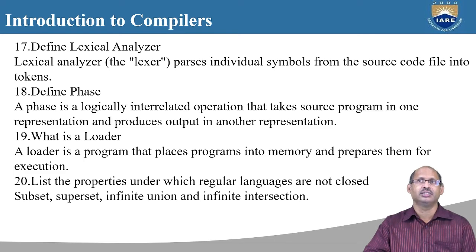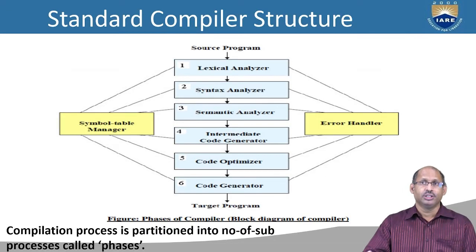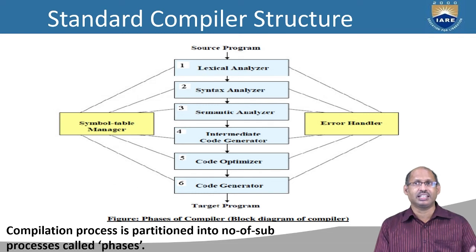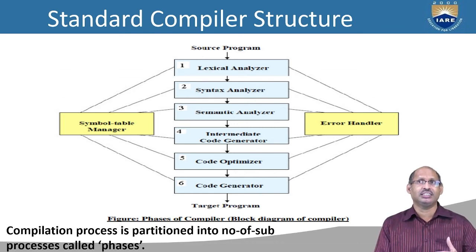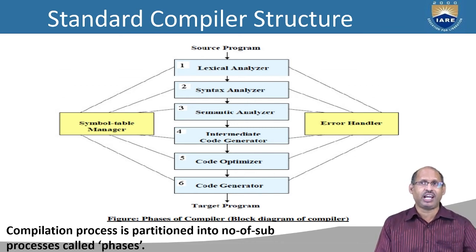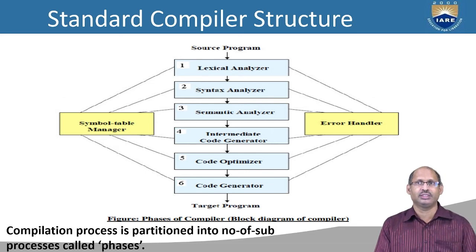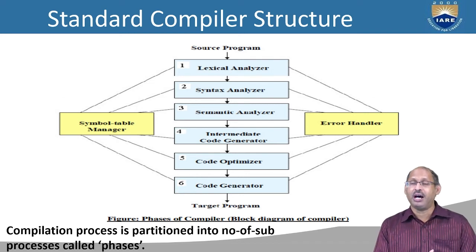So these are the phases of a compiler: lexical analyzer, syntax analyzer, semantic analyzer, intermediate code generator, code optimizer, code generator. A phase is a logically interrelated operation which changes one form to another form, where the lexical analyzer will convert a sequence of characters to tokens. The syntax analyzer converts the tokens into parse trees or syntax trees, a tree-like structure.